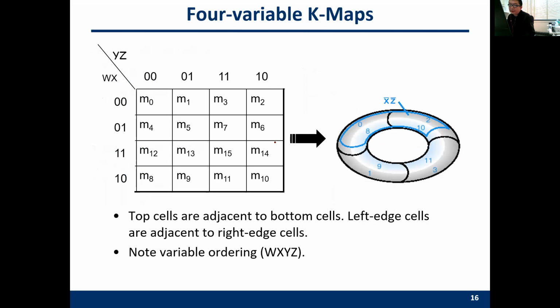Again, this is the 4 variable case. For 4 variables, again, this is 1, 1, not 1, 0. This is also 1, 1. And then you can label the corresponding minterm. This 4 variable map is just like this shape, because these two columns are actually connected, and these rows are actually connected.